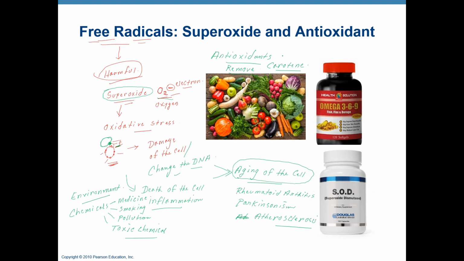Also, superoxides can be removed by other antioxidants, vitamins. Which vitamins have antioxidants? Vitamin C and E. Okay, and you all know that fish oil has plenty of vitamin E, and fish oil is sold in the pharmacies as omega 3, 6, 9. Very good. Okay.